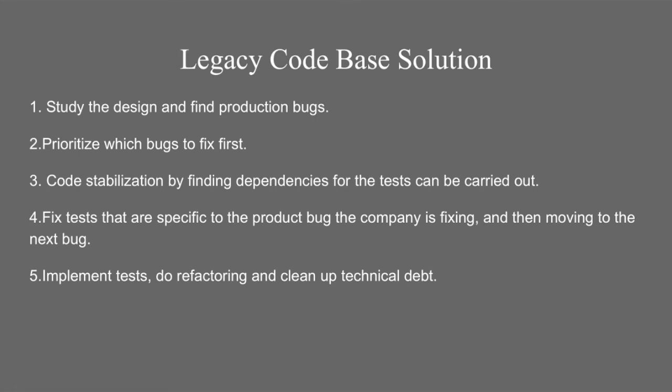The third step would be stabilizing the code and finding all dependencies before making the tests. You wouldn't want the test not to work or the product to fail even more, right? So this is a necessary step. The fourth step would be fixing the tests of specific bugs and then creating other tests for other bugs and so on and so forth. The fifth would be implementing the tests, doing the refactoring, and obviously cutting all your costs. Yeah, I guess that's about it.